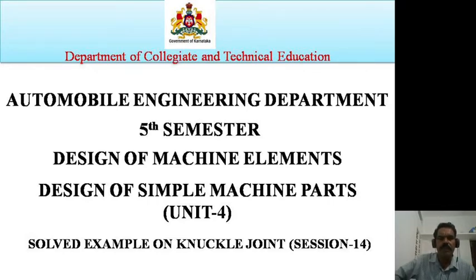Department of Collegiate and Technical Education, Bangalore, Department of Automobile Engineering. This is the fifth semester subject, Design of Machine Elements. On this topic, I am going to teach Design of Simple Machine Parts, unit number 4, that is chapter number 4.